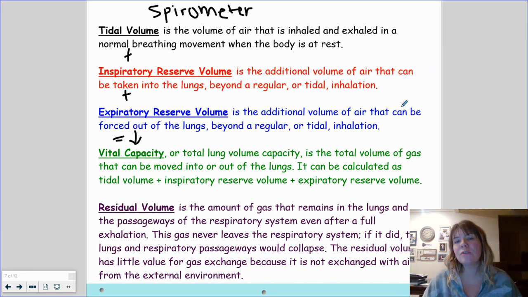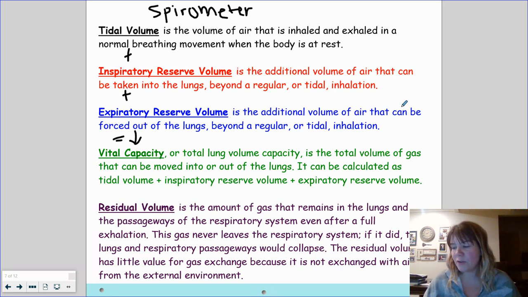So vital capacity measures a lot, and you can use it for a lot of different things. And we use a spirometer for it. If you've ever seen athletes running on treadmills with masks on their face hooked up to tubes, they're measuring their vital capacity, how much air they can take in and out.